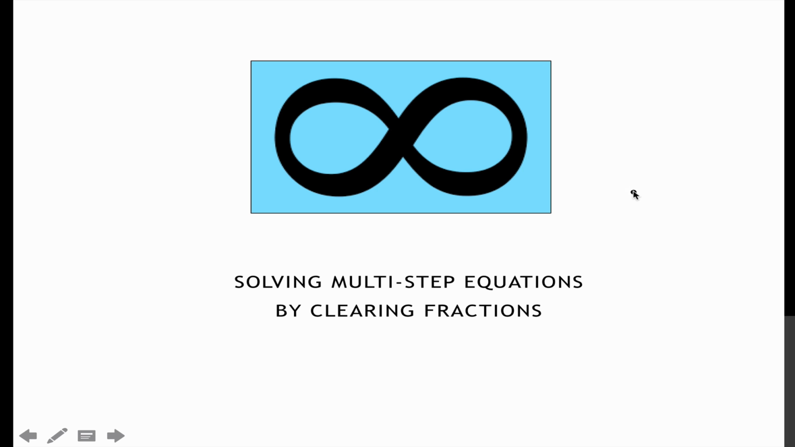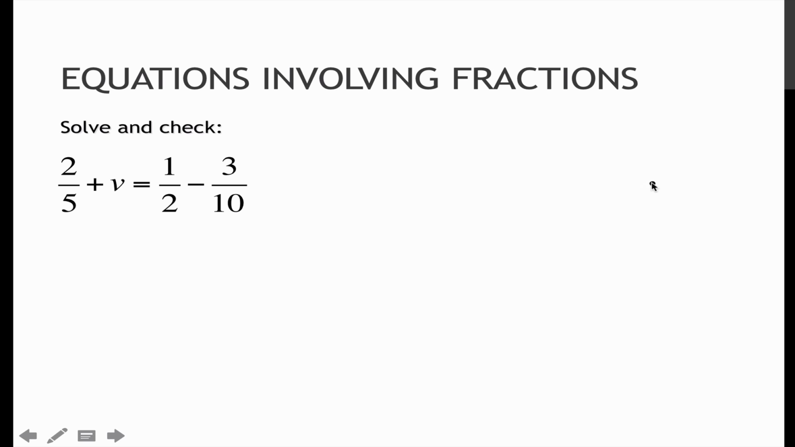In this lesson, we will solve multi-step equations by clearing fractions. So for our first example, I actually want to go through it 2 times using 2 different methods. So method 1 would of course be the method that we are used to, which is where we would have to take these fractions and make them all common denominators and then do our calculations.